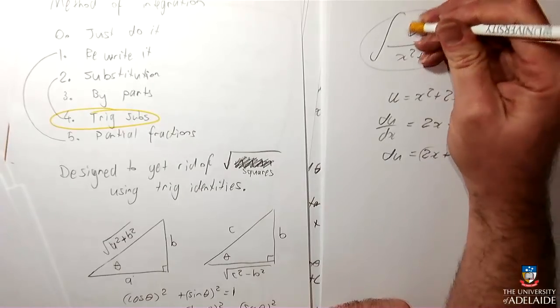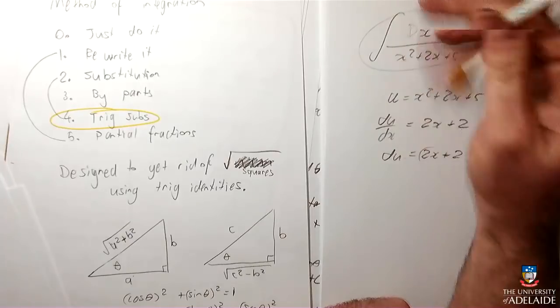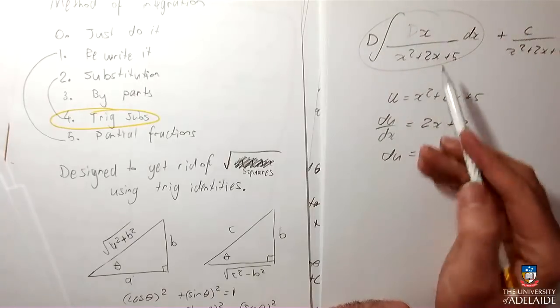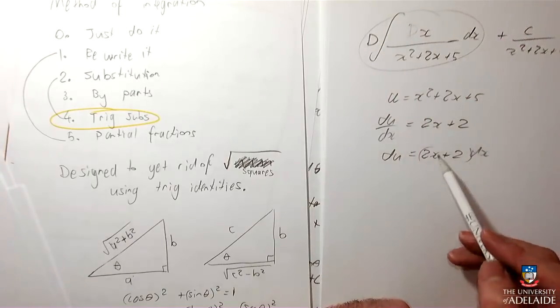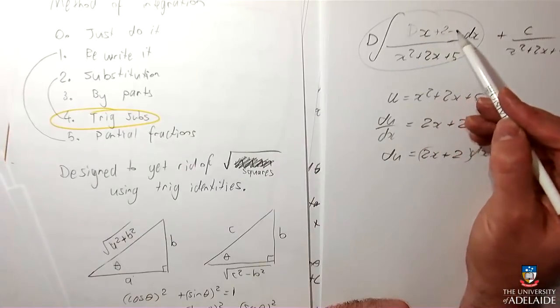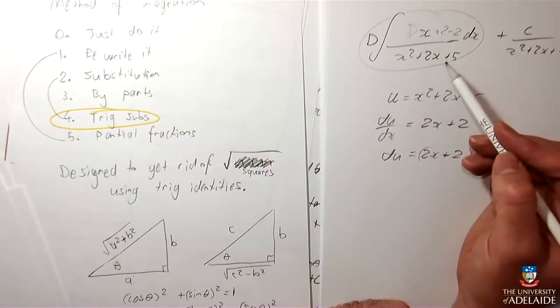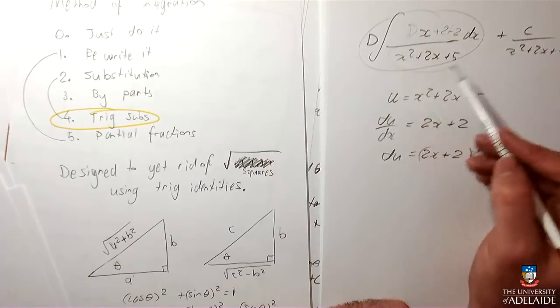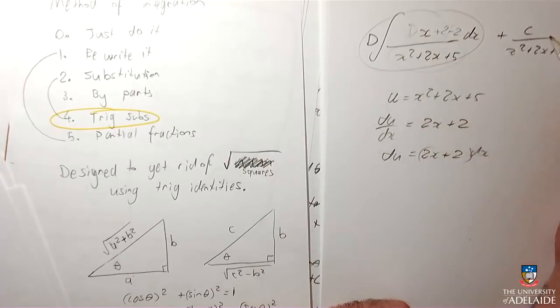Because I pulled a d out the front, I have an x dx, so I could times by 2, but I'd have to put like a plus 2 and a minus 2, and then that minus 2 thing would end up over here as part of the c. Yeah, I see. And so it would all just become awful.